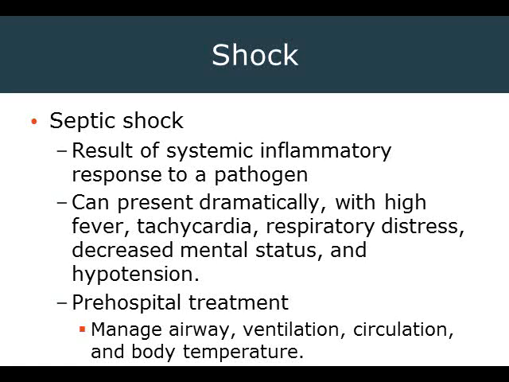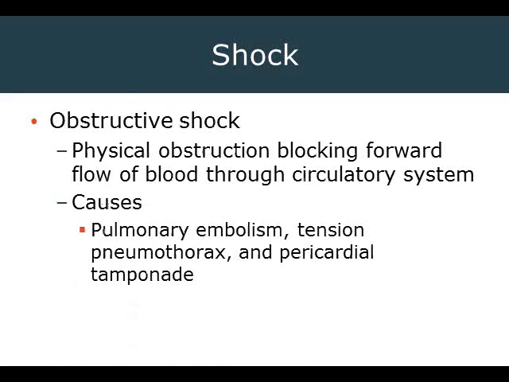Our pre-hospital treatment includes basic ABCs and trying to help control body temperature. There's not a lot we can do in the field other than basic supportive measures. We don't have super mega antibiotics, and even the antibiotics don't always work when they're in the hospital for weeks and months on end. The final form of shock is obstructive. And obstructive shock is a physical obstruction, blocking the forward flow of blood through the circulatory system. The most common causes that we see: pulmonary embolism, tension pneumothorax, and pericardial tamponade.